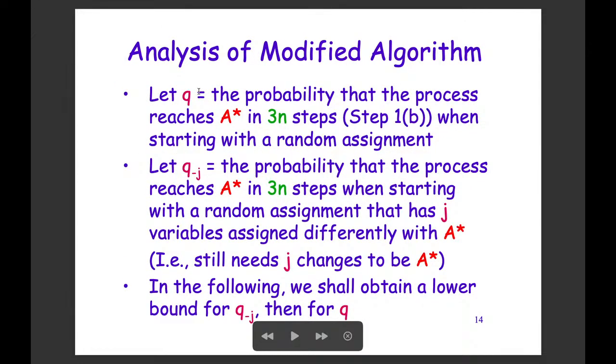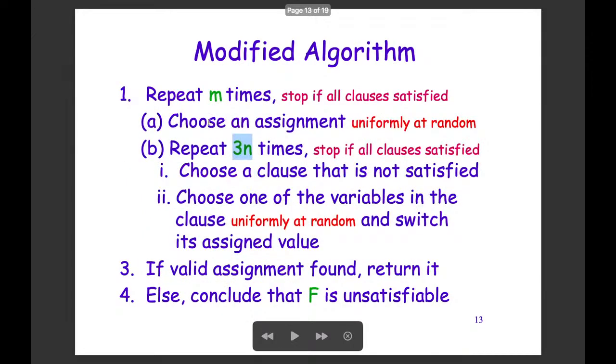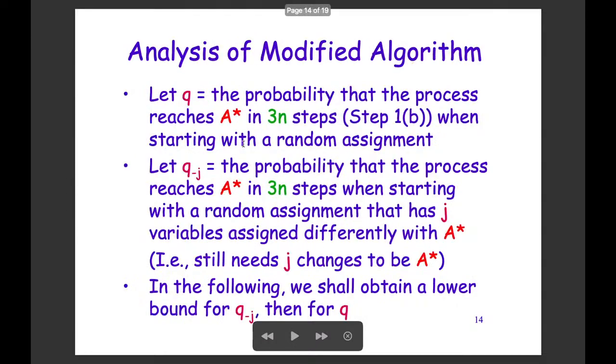So Q is the probability that we will be successful in one loop here. Okay. So in this loop, we check a random assignment and then run 3n steps. This is one whole big loop. Okay. And then we let Q subscript j be the probability that if we start from only j steps away from the final, what is the chance that we can reach the final state in 3n extra steps?